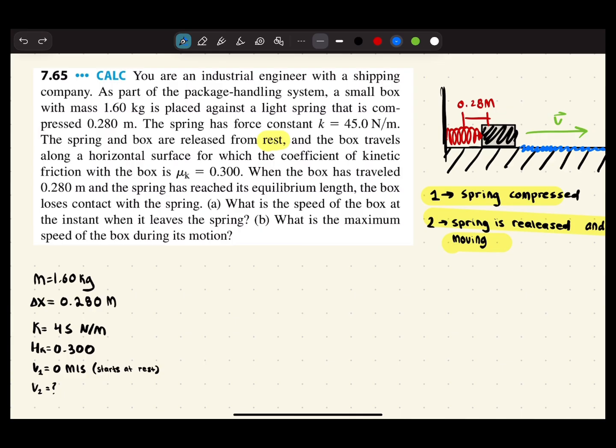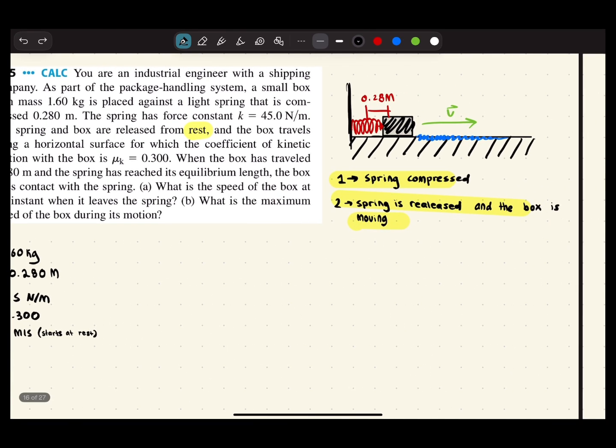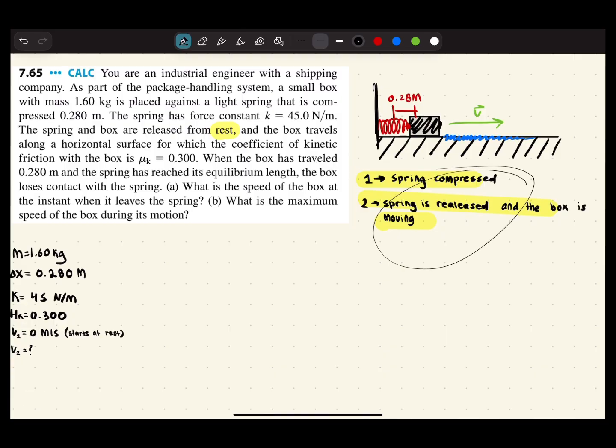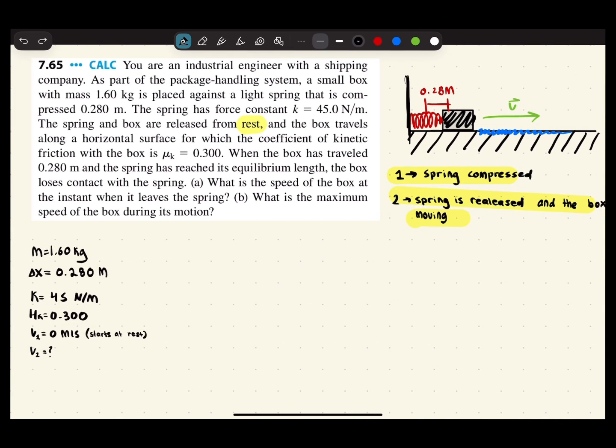A, what is the speed of the box at the instant when it leaves the spring? Okay, so here I denoted 1 as when the spring is compressed and 2 as when the spring is released and the box is moving. That's just for your context when I'm forming the equation.